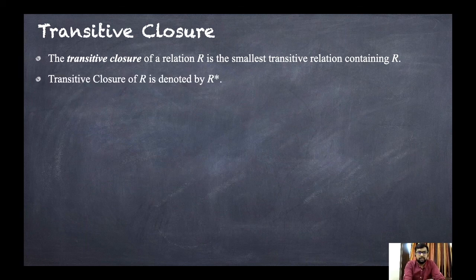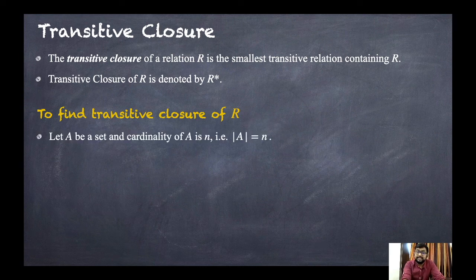Let us discuss now. If R is a given relation, then the transitive closure is denoted by R star. Now, how to find the transitive closure of R? There are two or three methods. We will discuss the first one here. What are the steps to find a transitive closure? Let capital A be a set and the cardinality of A is n. What do you mean by cardinality of A? That is the number of elements in a set. Its notation, we know this. So the cardinality of A equals n, which means the number of elements in the given set.